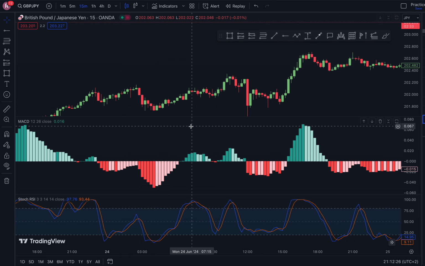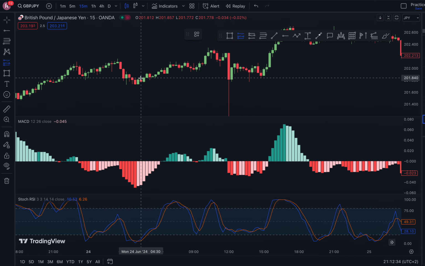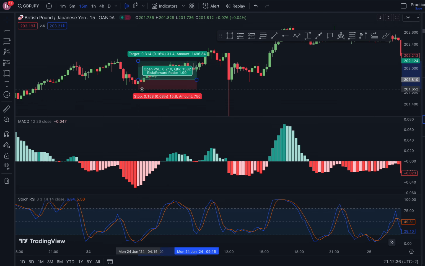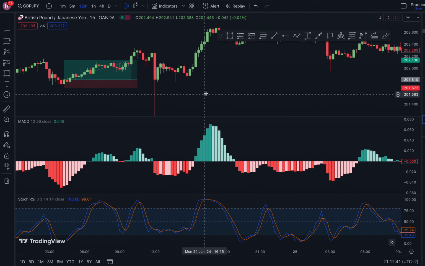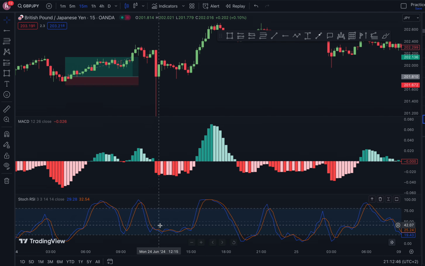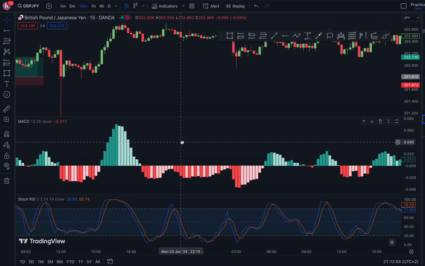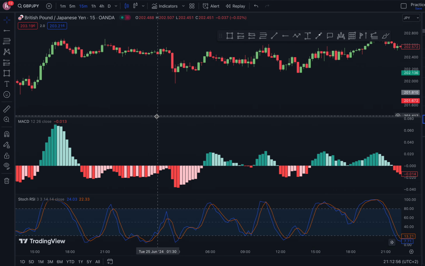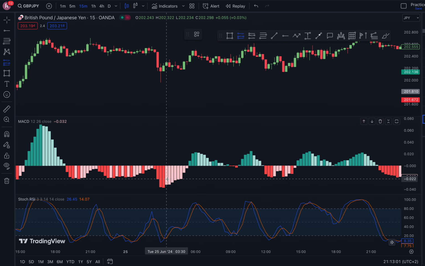All right, let's keep going. See, we have another signal right here. Just take the trade. That was a winning trade. That was a nice 1 to 2. Let's keep going. As you can see, this is not valid. This is not valid because this stochastic was not oversold. Let's keep going. As you can see, this stochastic is oversold and we've turned pink right here.